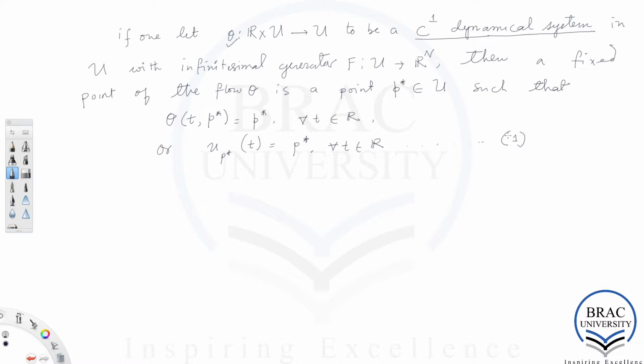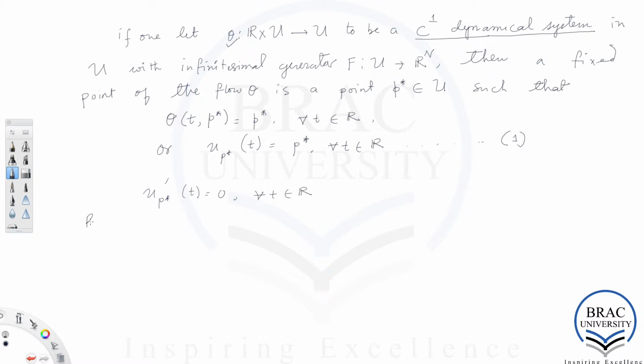Okay. So this was the definition of a fixed point, right? The fixed point of the underlying flow of the C1 dynamical system. Now taking derivative on both sides of equation number 1, we obtain the following: U P star prime at T is equal to 0, since P star is just a point in U, and if you derive it with respect to time, you're going to get 0. Okay, and this holds for all time as well.